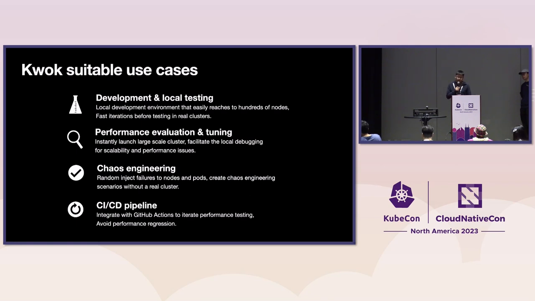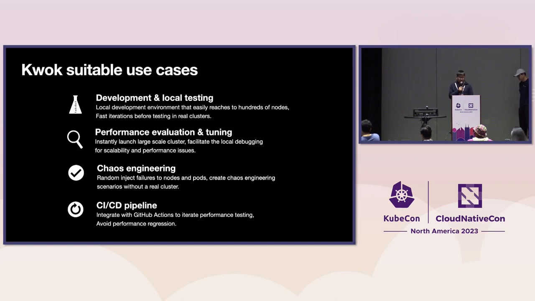Another part we don't talk too much about in this talk is that KWOK comes with some chaos engineering capabilities, where you can randomly inject failures to pods and nodes. That is very good for maybe 90% of use cases for some of the common failures.